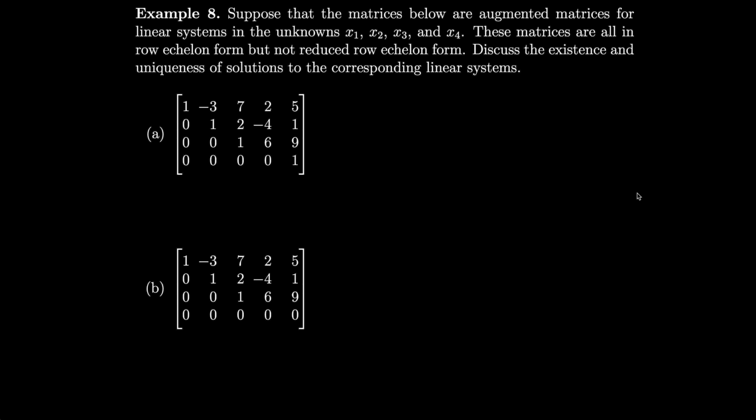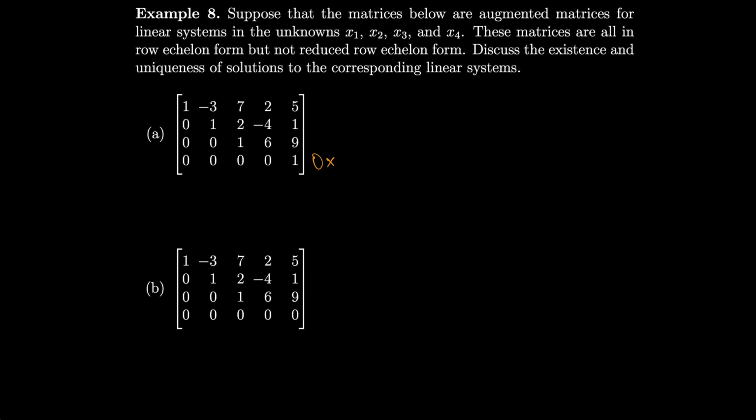Let's suppose that the matrices below are augmented matrices for linear systems in the unknowns x1, x2, x3, and x4. These matrices are all in row echelon form, but not reduced row echelon form. Let's discuss the existence and uniqueness of solutions to the corresponding linear systems. Okay, well, that first one right off the bat, look at that bottom row, that's a problem. We can't have 0 equals 1.